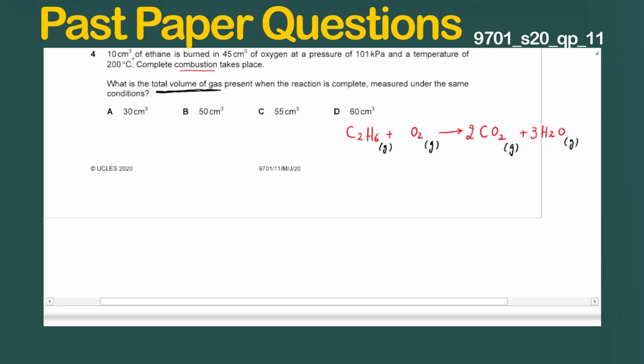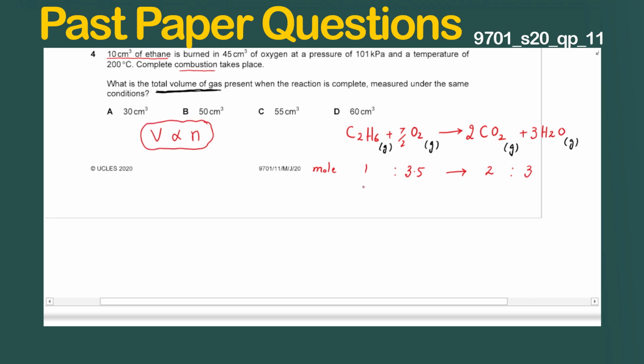Initially we have 10 cm³ of ethane. Before that, we have to balance this equation by putting 7/2 here. According to this, the molar ratio is 1 to 3.5 of oxygen, and 2 moles of carbon dioxide and 3 moles of H2O. But there is a rule: volume is directly proportional to number of moles.